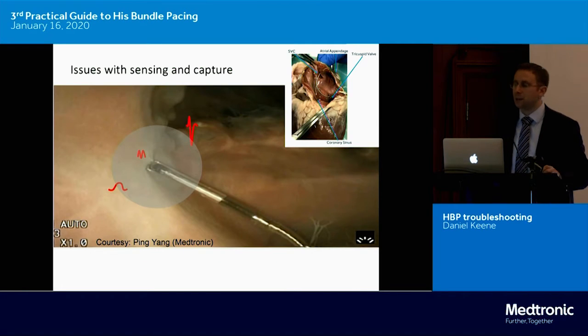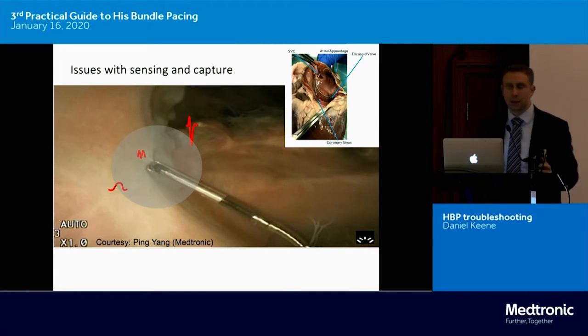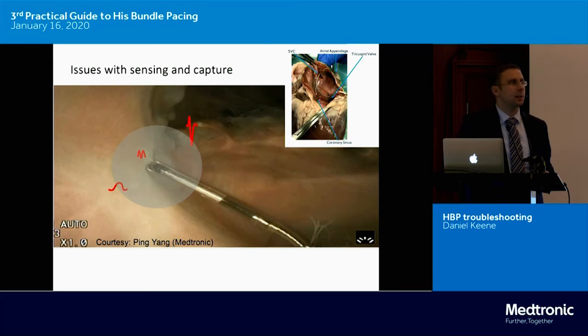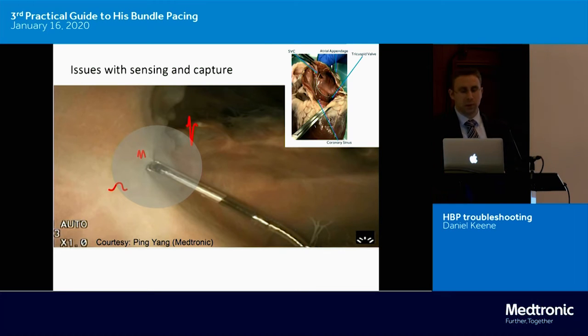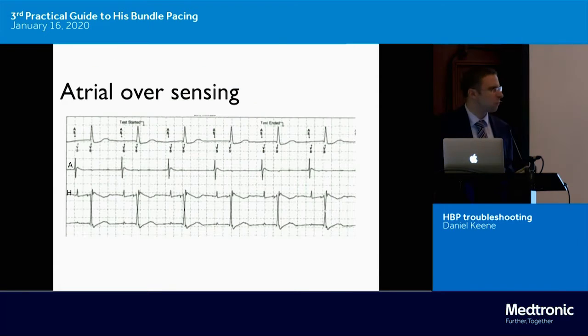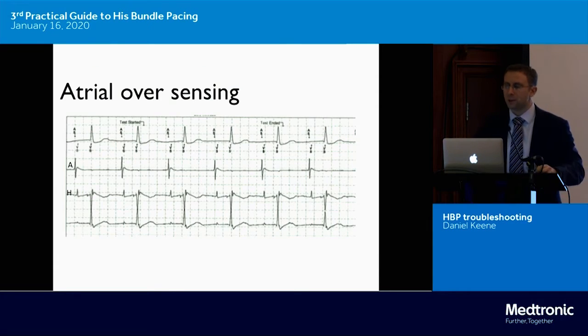I'll now look at some cases where there can be issues of sensing and also capture with a His lead. So let's start with probably what is the most common thing to observe, which is atrial oversensing. This is probably the most common troubleshooting issue. So here's our first case.